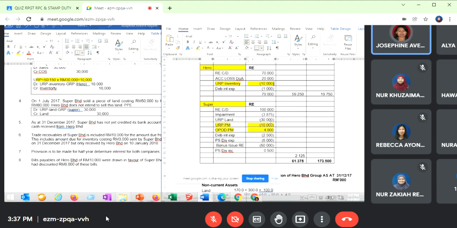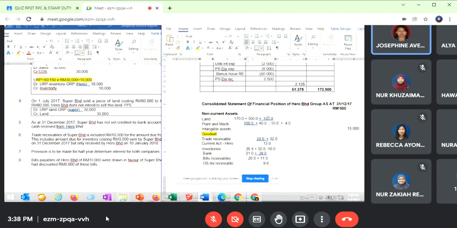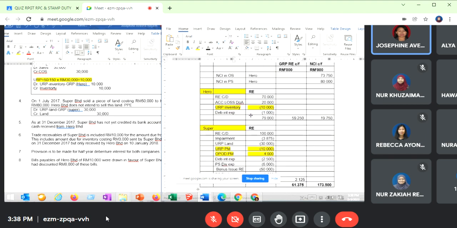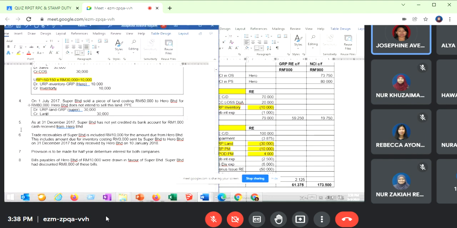So we go to the land, and we're going to minus. So we minus the land, credit the land. And we go to the retained profit schedule, Super. You can see here minus 30 from the retained profit. Number 5.